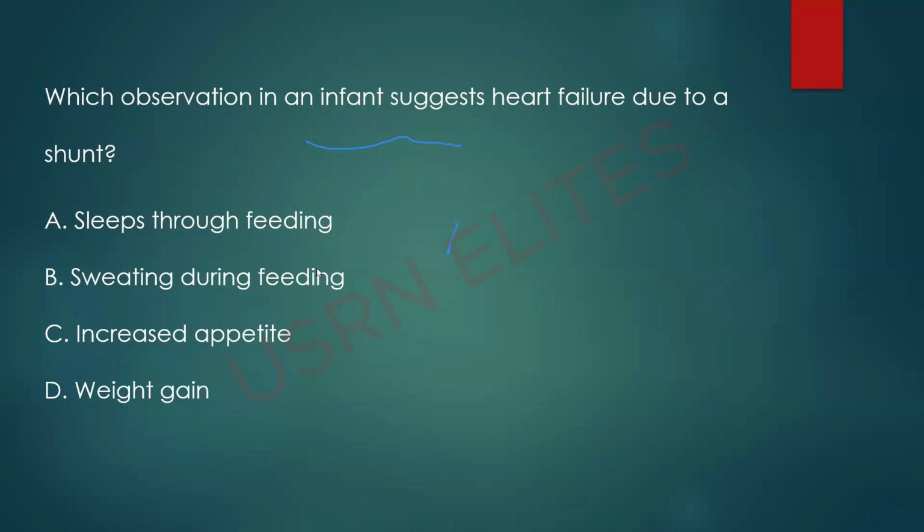Okay, so I understand you, but look at the question. Which observation in an infant suggests heart failure due to a shunt? So the key words are due to a shunt. I know that in right-sided heart failure generally they gain weight because of fluid shifts from the intravascular space to the interstitial space or third spaces, right? And that causes the weight gain.